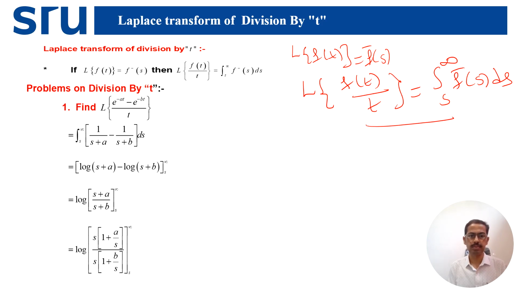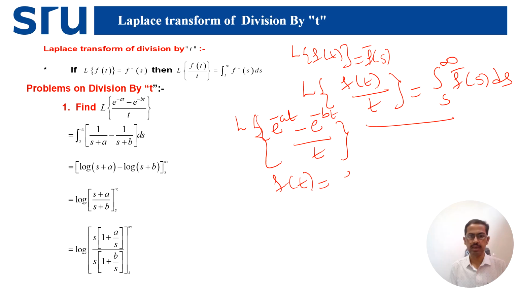So now let's go to the problems. Find the Laplace transform of e to the power of minus at minus e to the power of minus bt, by t. Here it is f of t by t. What is f of t here? F of t is e to the power of minus at minus e to the power of minus bt. Find the Laplace transform of this f of t first.